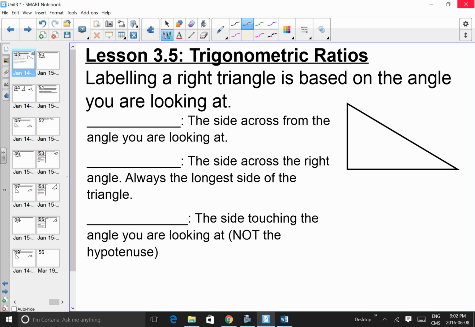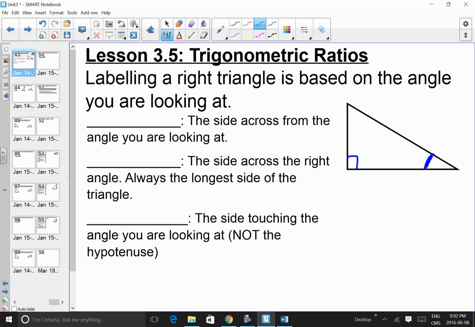For this new labeling style, one, you need to have a right triangle, and two, you have to have some sort of angle. It will change how you label it if you're looking at this angle or if you're looking at this angle. Let's look at that bottom one, and ignore that one.